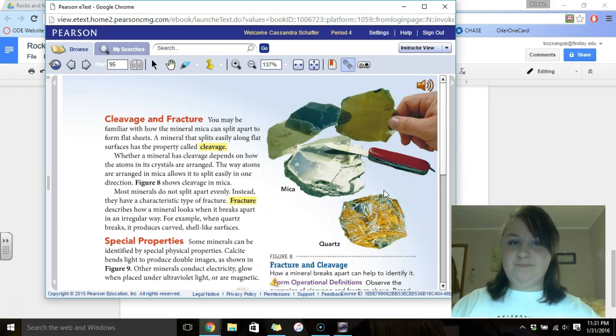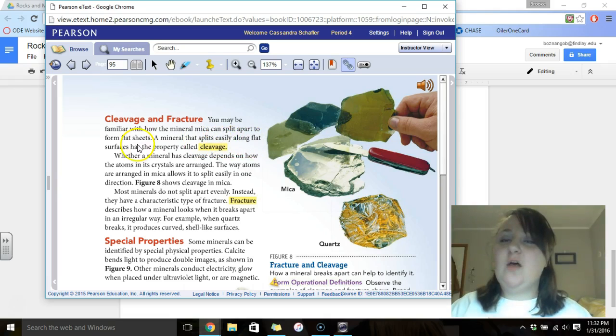Cleavage and fracture. This one's a little bit more difficult, so it's important that we know the difference between what cleavage and fracture are, because you will be using this. You may be familiar with how the mineral mica can split apart to form flat sheets. So you see right here, this is the mineral mica, and it forms flat sheets. A mineral that splits easily along flat surfaces has the property of cleavage.